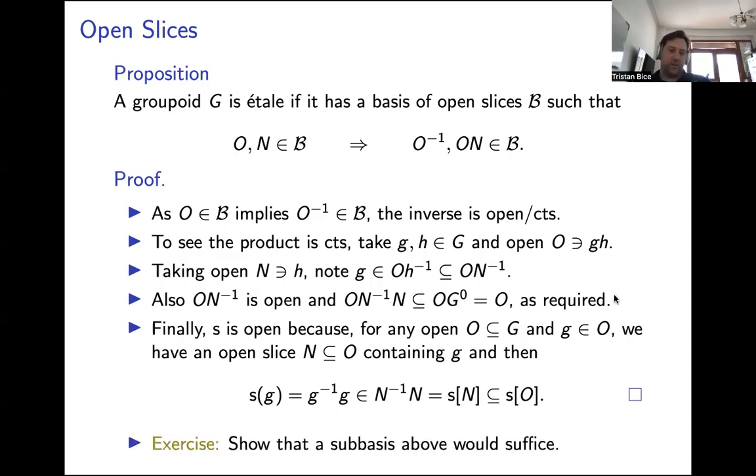And maybe a cute little exercise is to show that it actually already suffices to be a sub-basis. So remember, the sub-basis of a topology is one where the finite intersections form a basis, and a basis is one where the arbitrary unions form all the open sets. Right? So the basic idea is that even if you start with a sub-basis and you know it's closed under products and inverses, then when you take finite intersections, you can again show that it's closed under these products and inverses. And then this result will tell you that again, you have an Étale groupoid.